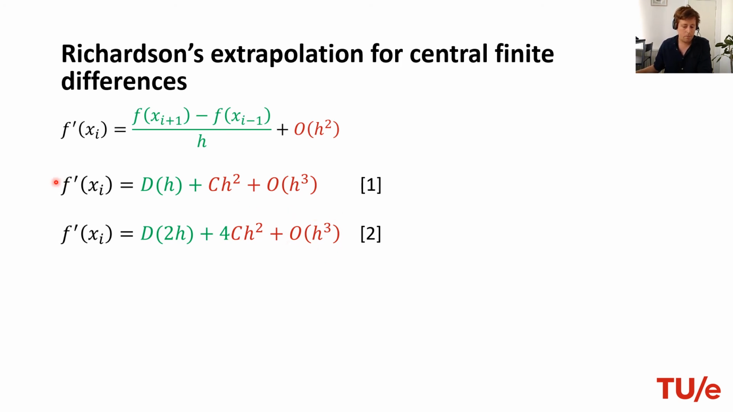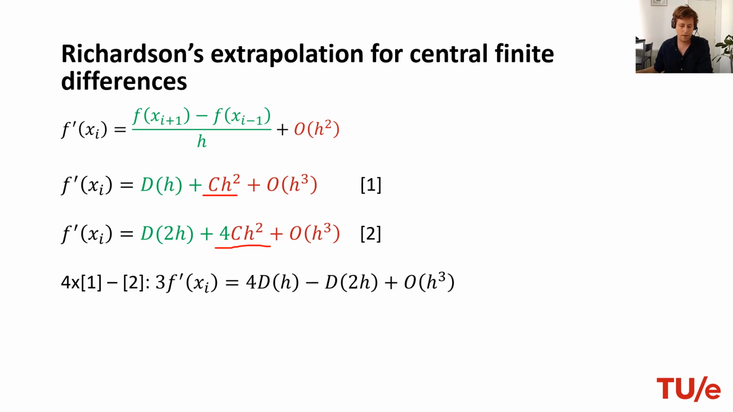And then again, by combining these two equations, we can try to get rid of the second order error terms, so these leading order error terms of second order. We can do this, for instance, by taking 4 times the first equation and subtracting the second equation. So 4ch squared minus 4ch squared gets cancelled out, and what remains is 3f prime is equal to this thing on the right. We simply divide both sides by 3 and we end up with the following.